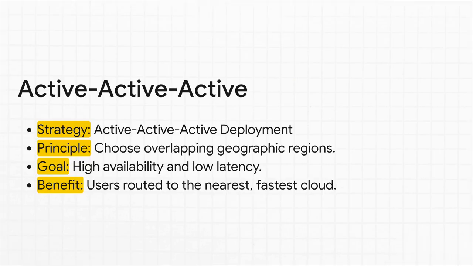Now, what's so cool about this is the principle behind it. We intentionally pick regions where all three providers have a huge presence. Think places like the US East Coast, Western Europe, and Southeast Asia. This means if a user is in Germany, our system can route them to the absolute fastest server, whether it happens to be on Azure or AWS, and they will never know the difference. It's pretty much the ultimate setup for availability and speed.